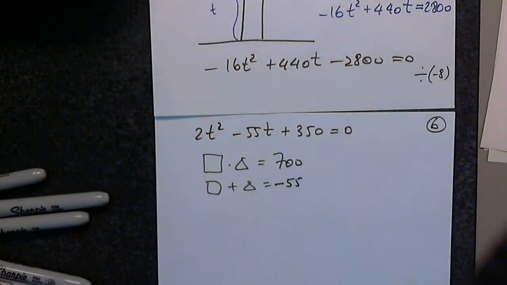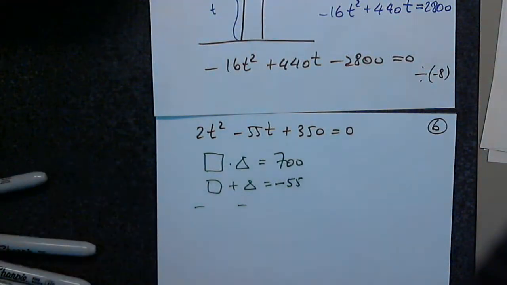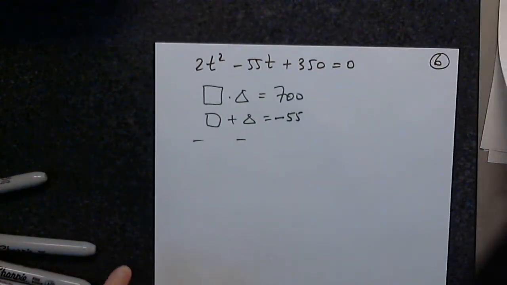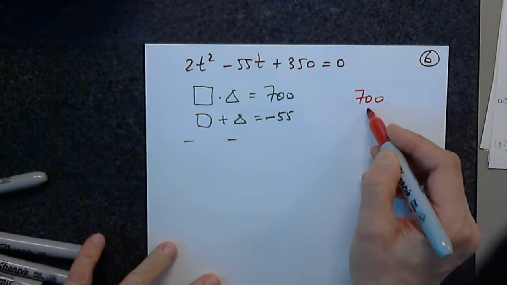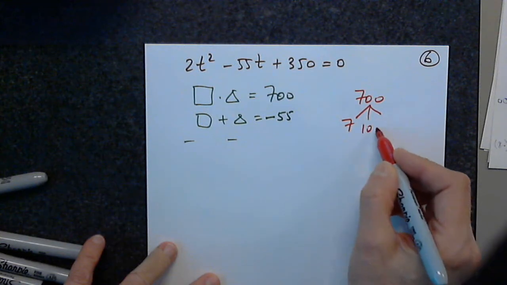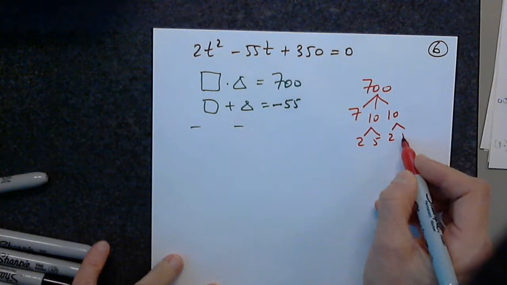Because the product is positive, that's the train of thought first. The product is positive, which means both have the same sign. And because the sum is negative, obviously both have to be negative. So I have to find two numbers that add up to negative 55 and at the same time multiply to give us 700. Here is the next step for such numbers. Please watch. Because I'm looking at 700, I'm going to say this is 7 multiplied by 10 multiplied by 10, which is 2 and 5, and which is 2 and 5.